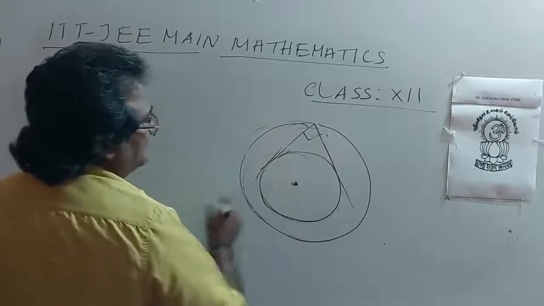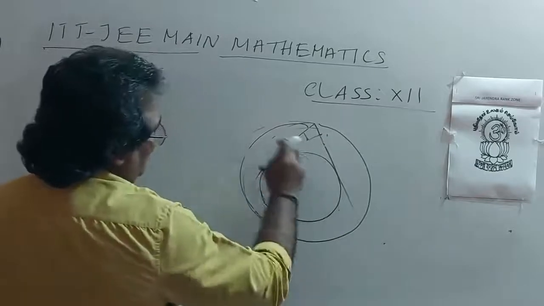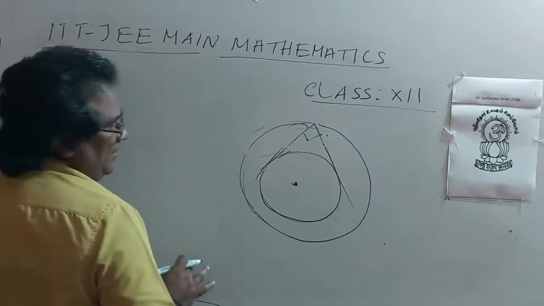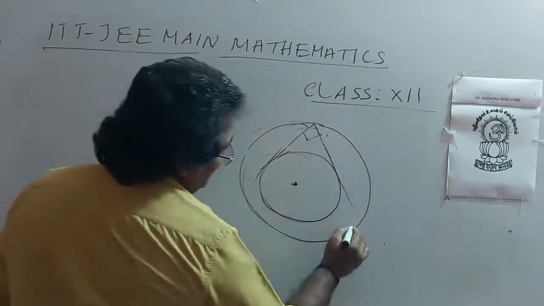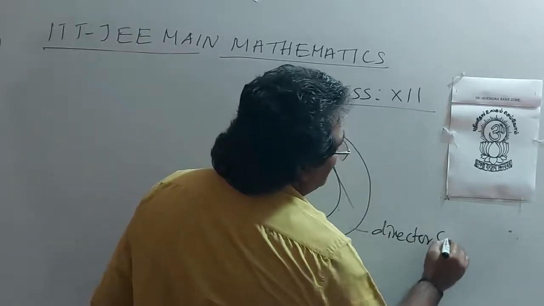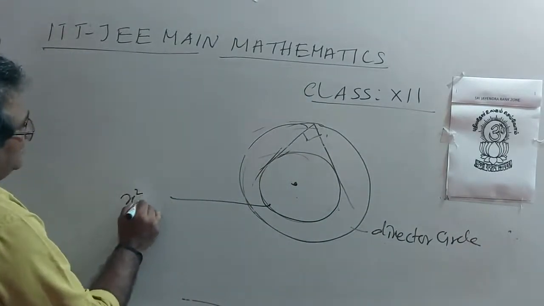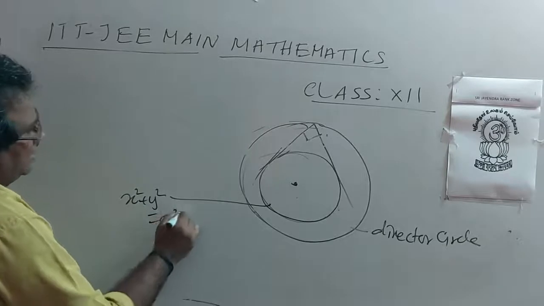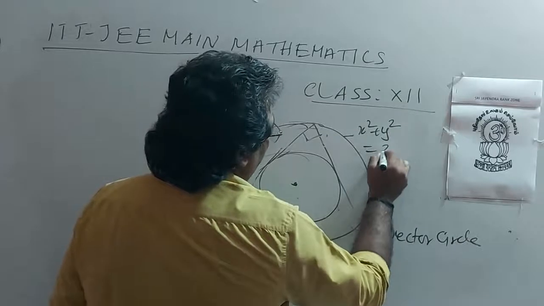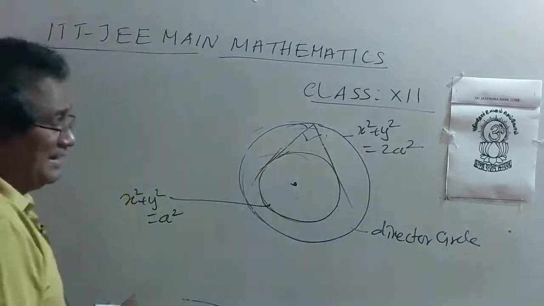So, for a given circle, the perpendicular tangents are drawn, we collect all the points of intersection of perpendicular tangents and join those points, and we get a circle. This is called the director circle. So if this is x squared plus y squared equal to a squared, this will be x squared plus y squared equal to 2a squared, that is root 2 times the radius of the original circle.